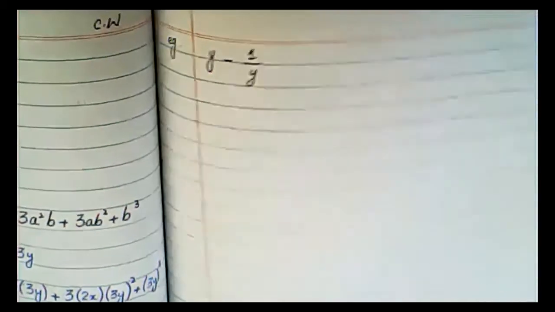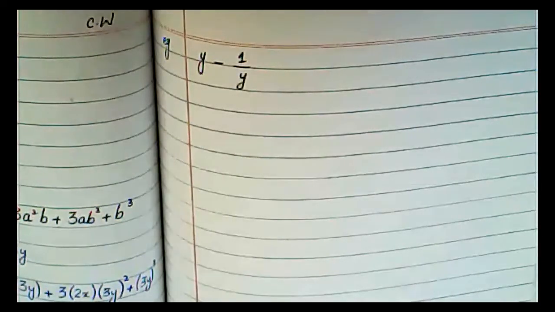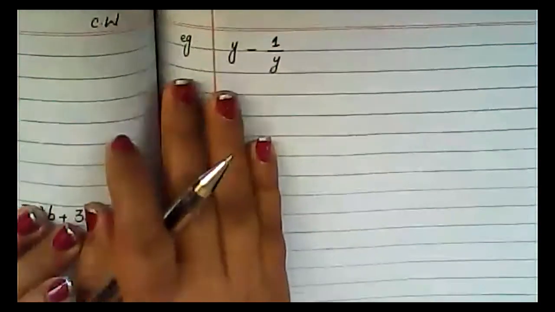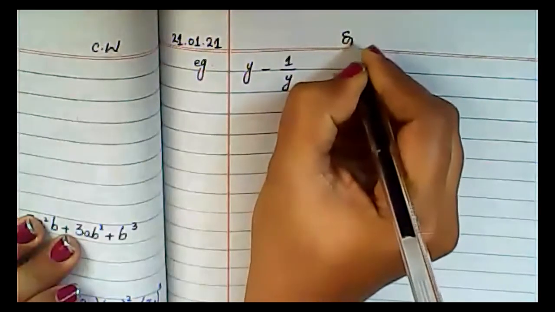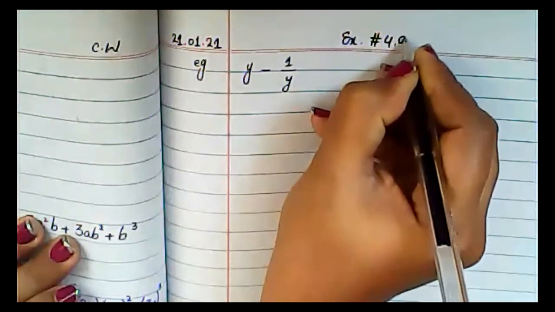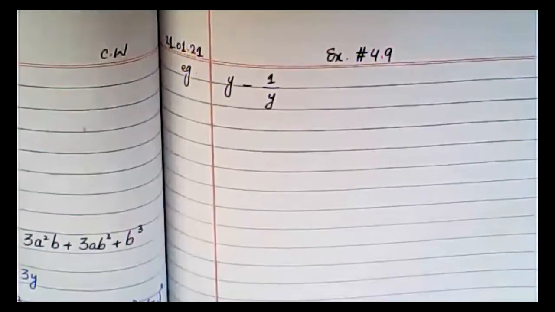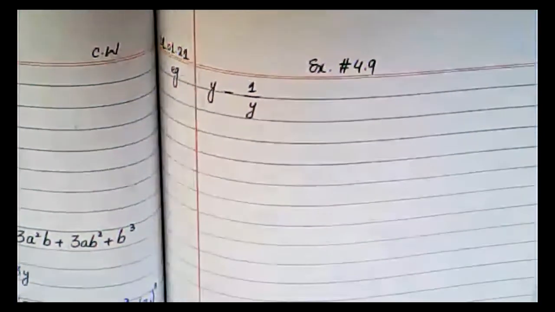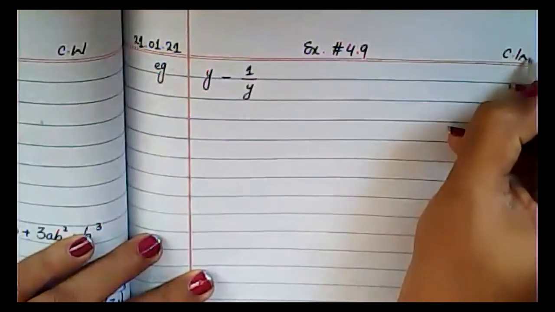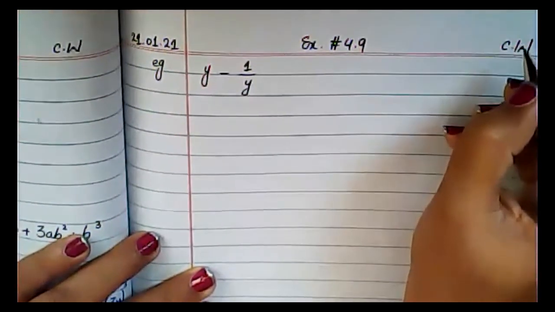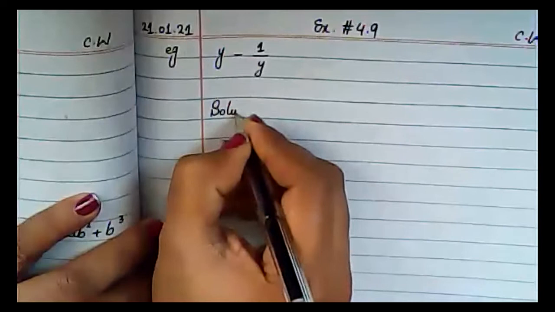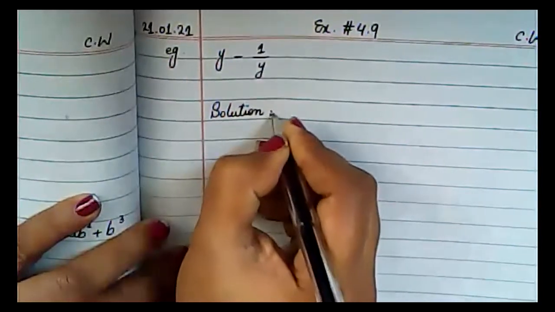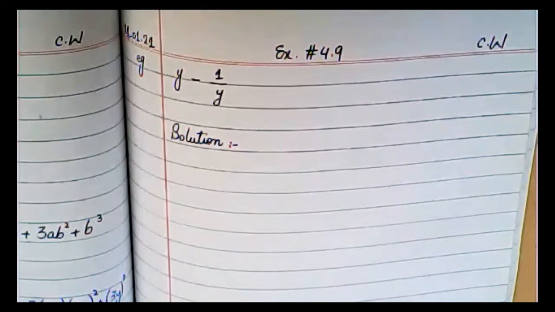Okay, now we are moving towards the next question. This is the next question, that is (y minus 1 upon y) whole cube. But before starting this, again, I'm going to write a date here, which is 21-1-21, and exercise number 4.9. And this is your classwork. Now, again, you will write down the heading of solution here.